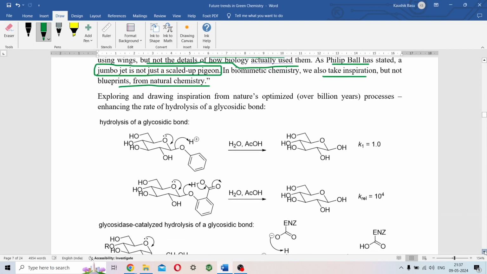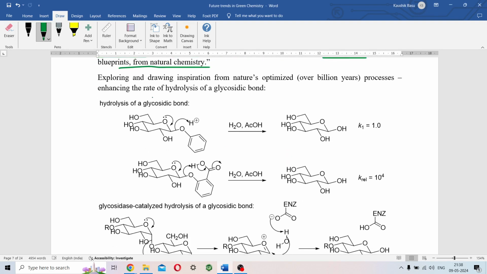So moving on to how we can inspire ourselves using nature. Here we are giving an example of two reactions which nature has perfected over billions of years. So this is a glycosidic linkage hydrolysis, because in semester 5 we talked about this type of reaction in some detail. Here you have a glycosidic linkage. On one part you have a sugar unit, on the other part you have an alcohol. It happens to be a phenol this time, and you are hydrolyzing this with acetic acid and water.